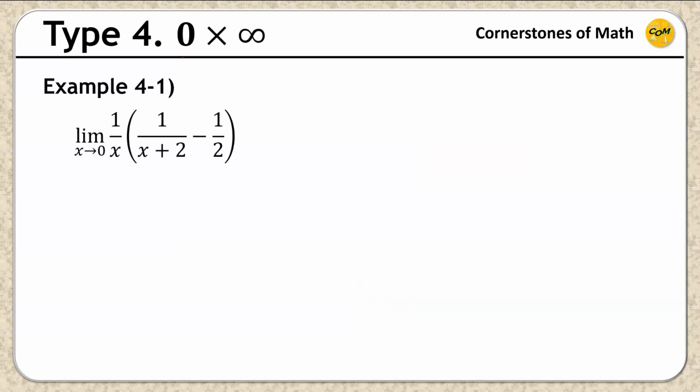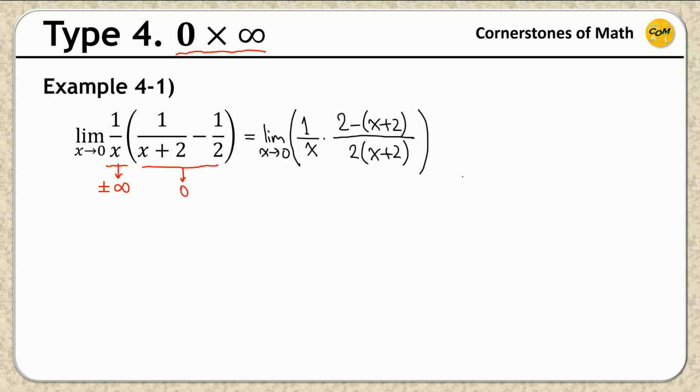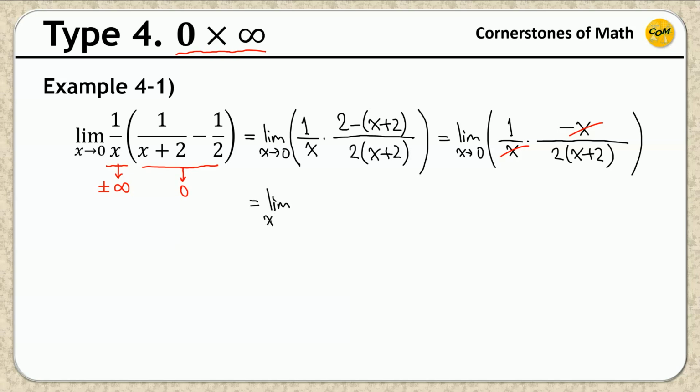The fourth indeterminate type is the 0 times infinity form. At the high school level, this form usually appears as the product of two rational functions where one goes to infinity while the other goes to 0, which usually can be solved by reducing to the common denominator. If we calculate this, we obtain, because this numerator becomes minus x, it can get cancelled, so it is just the limit of negative 1 divided by 2 times x plus 2, which gives negative 1 over 4.